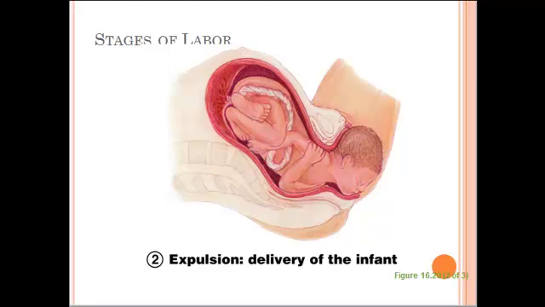So here's our expulsion happening. The largest part of the baby, the largest diameter of the baby, is the head. So once that head comes through, then the rest of the labor goes pretty easily. The shoulders are a little tough, but the head is the main part.